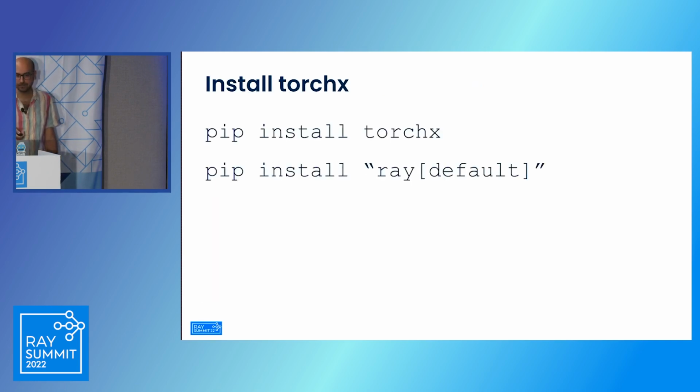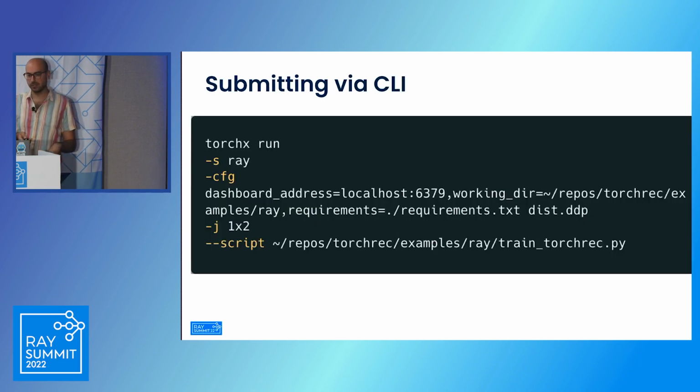The next part is just installing TorchX. You want to install TorchX, you want to install Ray, nothing too surprising. But when it comes to actually submitting a job, this is really what the high-level structure looks like. You're saying TorchX run, so run a job, -s on a scheduler, in this case Ray, with a configuration of the dashboard address, where you're submitting a job, the working directory, which is the files, the models, everything that you want to pass in, your requirements.txt, which is a list of dependencies you want to run, since we don't want to hard code those.